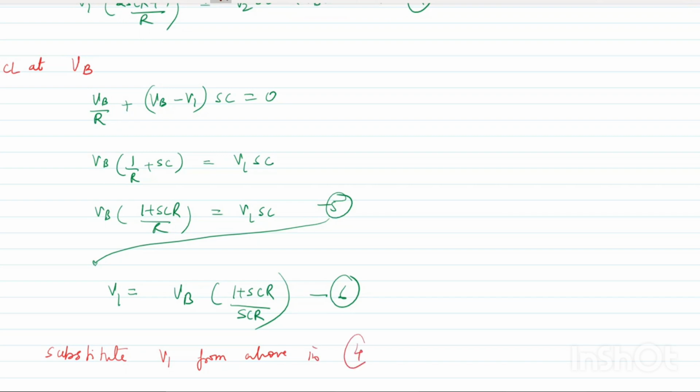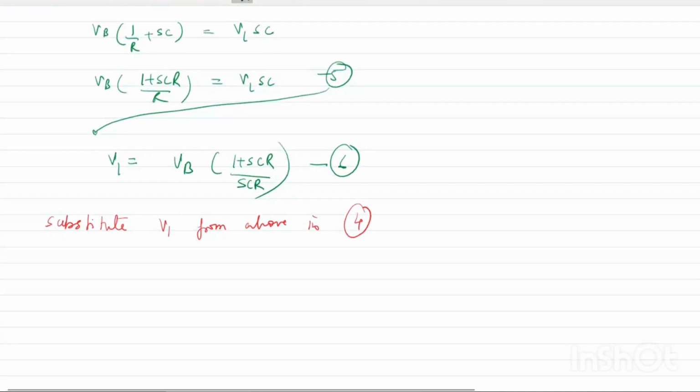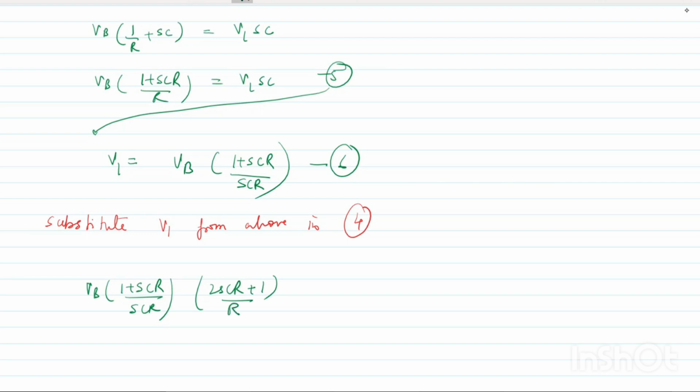in equation number 4. Now, if I put the value of V1 in equation number 4, what was my equation number 4? You already have it in your notebook. So I'm writing in place of V1, VB (1 + SCR) upon SCR, into the 2SCR plus 1 upon R we already have there. So in place of V1 we put this, equals V2 SC plus VB SC. So when I substitute V1 from above in 4, I get this.